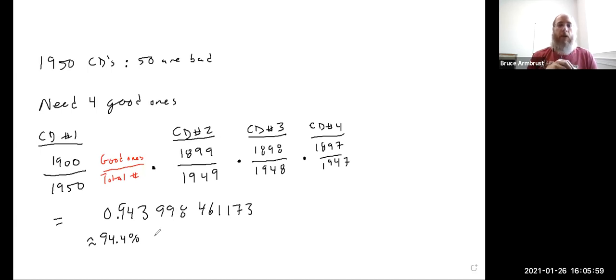Okay, so that means that there's a 5.6% chance that at least one of them is bad. But that gets us to our answer. So the kicker to this one is no replacement. Super important to notice that there's no replacement because that makes those numbers go down.